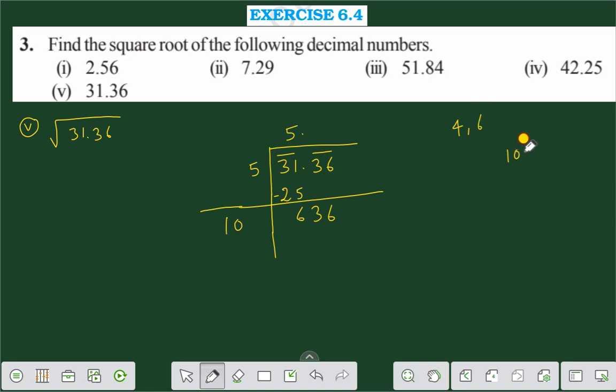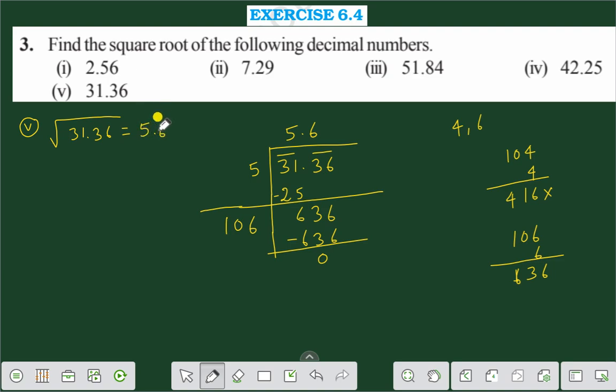First we will try for 4, 104 with 4. 4 fours are 16 and 4 ones are 4. We're not getting this one, so we will multiply with 6, 106 with 6. 6 sixes are 36, and 6 ones are 6, 6 and 3 is 9, 636. Therefore it will multiply with 6, and it is 636, and we subtract this, the remainder will come as 0. Therefore the square root of 31.36 is equal to 5.6, and that is the answer.